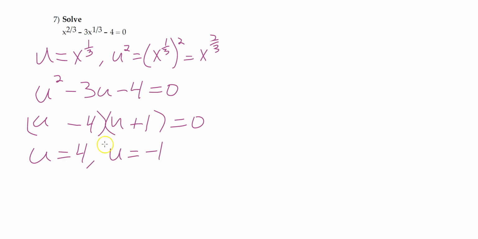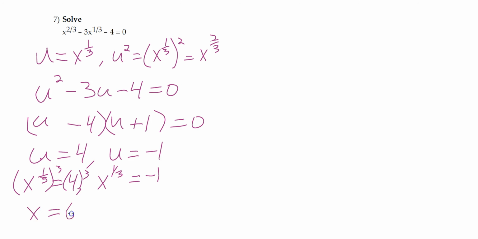Okay, this is a u answer, but we had an x question, so we're not done. U is x to the 1/3, so we actually know x to the 1/3 equals 4, and x to the 1/3 equals negative 1. To solve for x, I just need to cube both sides to get x equals 64, which is 4 cubed, 4 times 4 times 4. And here cube both sides, and negative 1 cubed is x equals negative 1.